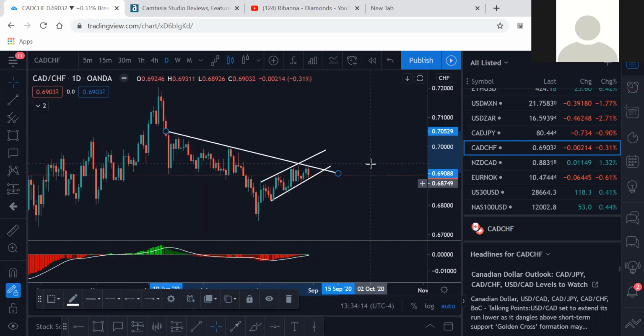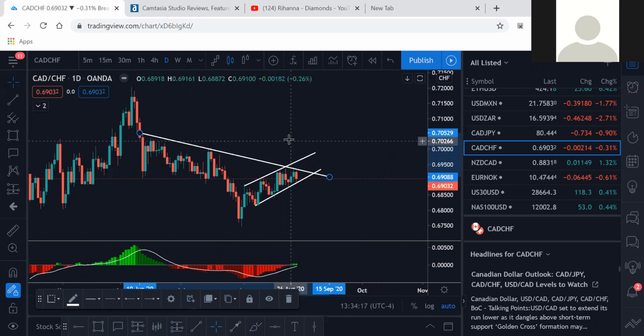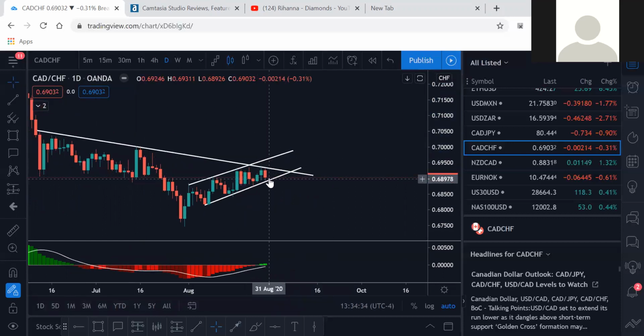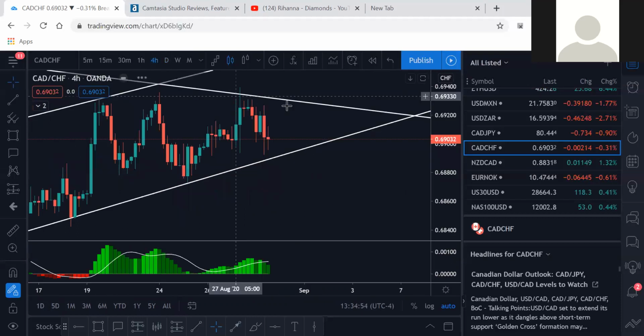Now there's a lot of things happening here on CAD-CHF that look amazing. Having this trend line here, we can see it being tested 1 time, 2 times, and 3 times here, right? On the 3rd time that it was tested, we closed with a daily engulfing candle. And we spoke about third touch engulfings. So you see how everything tends to come together? We got a third touch engulfing on the daily time frame. That's a pretty powerful candle there, right?